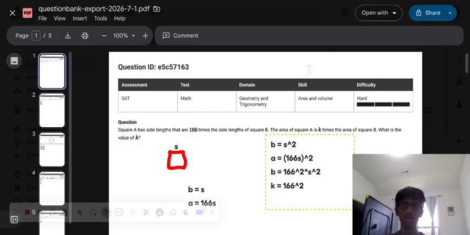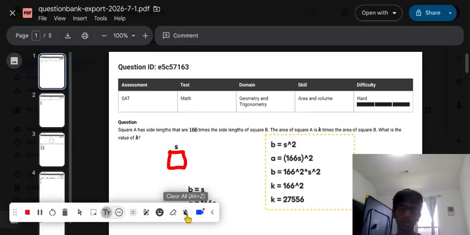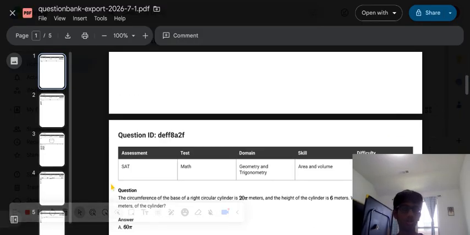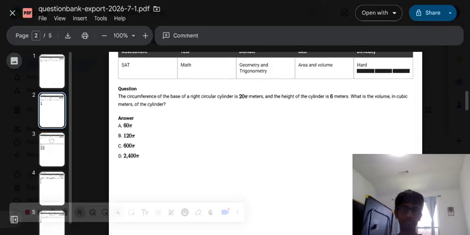Which you can then plug into the calculator to find that K is equal to 27556. And that is what K is. And that's how you solve this question. This one was more of an easy one, even though it's still technically under hard difficulty. It's just being able to figure out how you find the area of a square.